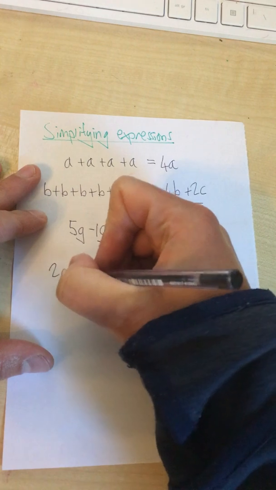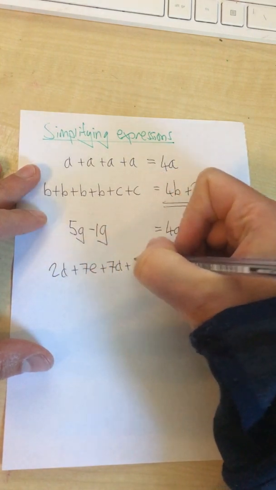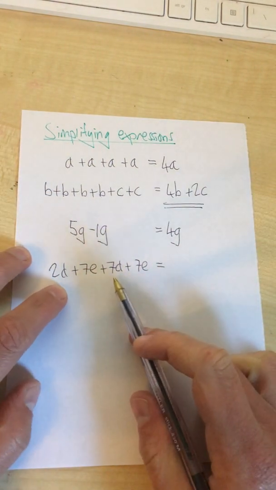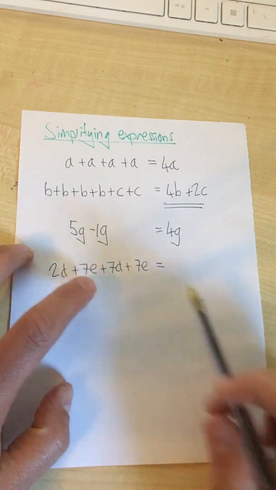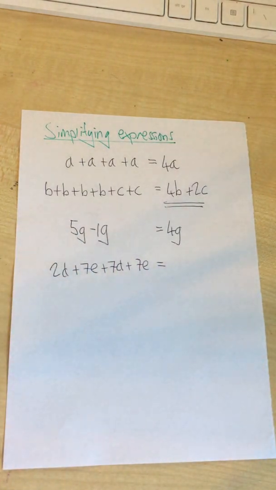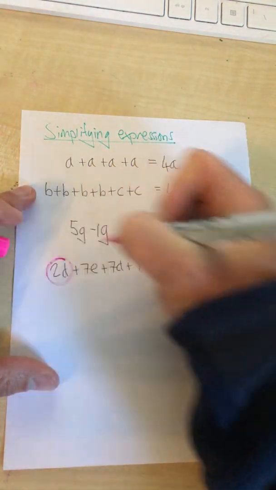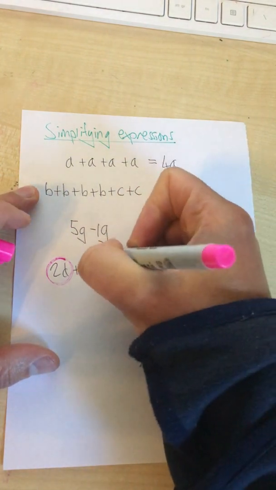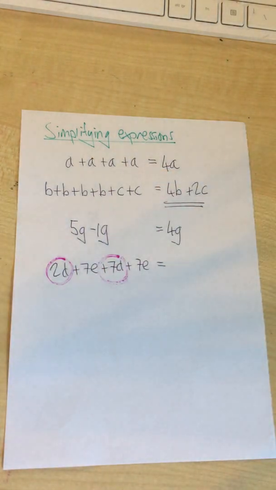Check this one out. 2D plus 7E plus 7D plus 7E. I've got 4 terms here, but notice 2 of them have D's in, 2 of them have E's in, the same symbol. I like to use 2 different colours of this to make sure I'm doing it right. I've got 2D there. That's an E. They're not like each other. I've got a plus 7D here. I'm going to highlight the symbol there as well, so it reminds me what I'm doing, adding or subtracting.